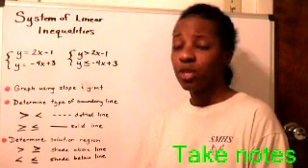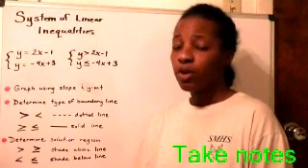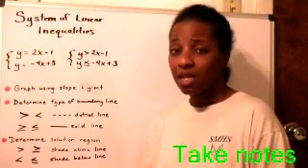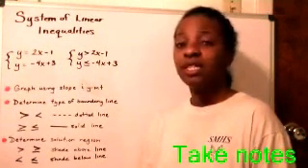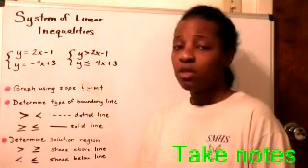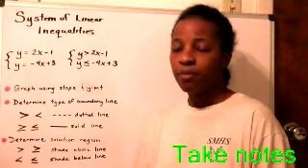Determine the type of boundary line. That depends on the inequality symbol. Greater than and less than get dotted lines. Greater than or equal to and less than or equal to get solid lines. So don't connect your points until you look and see which sign you have.